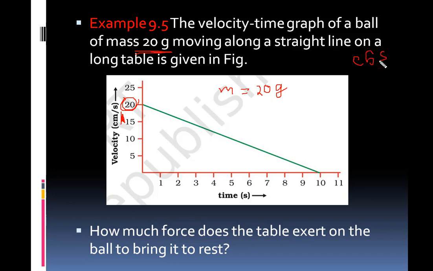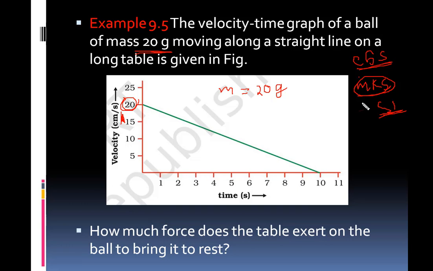One is this CGS unit: centimeter, gram, second. One is the SI unit or MKS unit. In SI unit, mass should be in kilogram, velocity or speed should be in meter per second, and time should be in second. There is another unit, FPS, foot pound second. We do not use the FPS unit in India. In Western countries it is used.